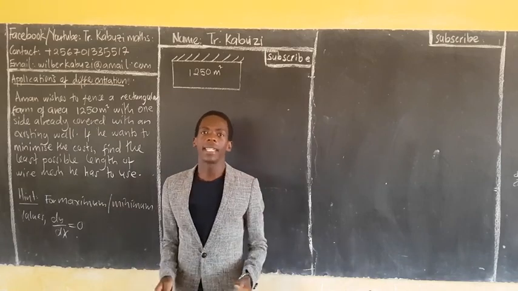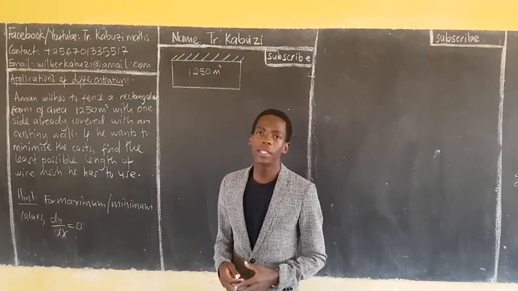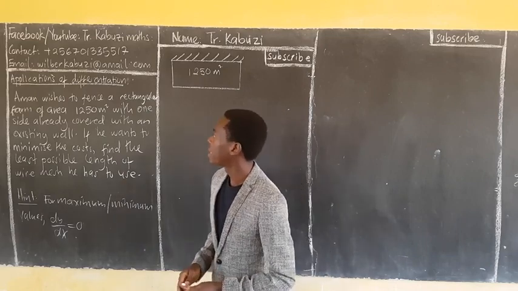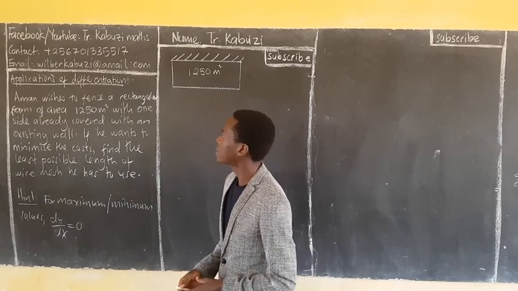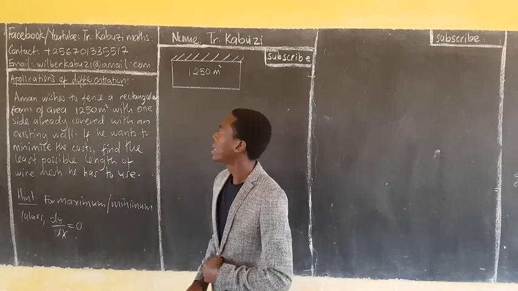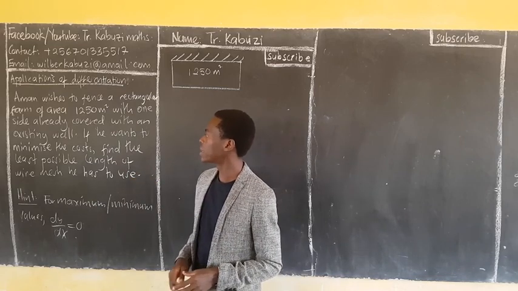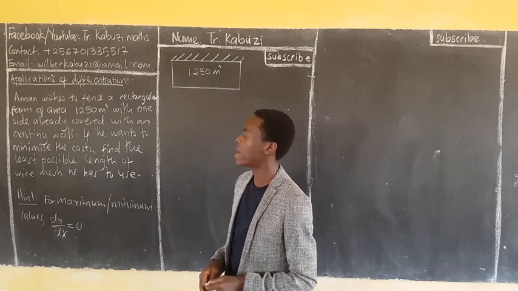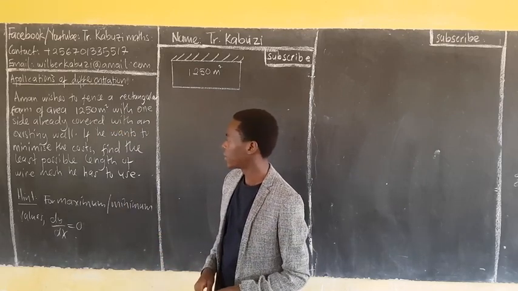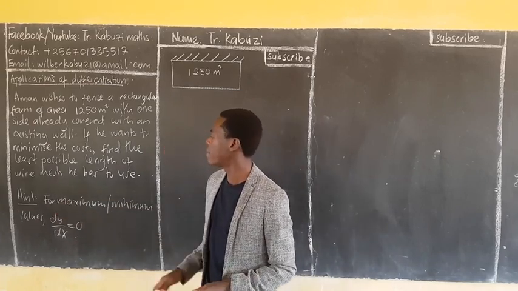Members, today we are going to see applications of differentiation, and these can be used in such examples. The question here: a man wishes to fence a rectangular farm of a given area with one side already covered with an existing wall. If he wants to minimize the costs, find the least possible length of the wire mesh he has to use. Wire mesh is what we use to cover.